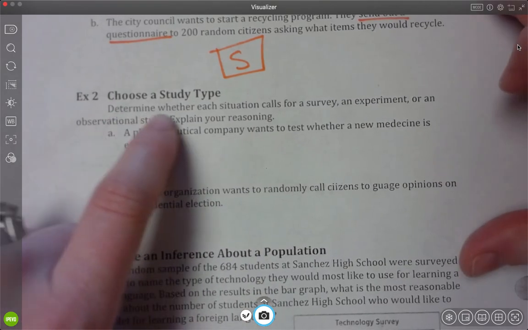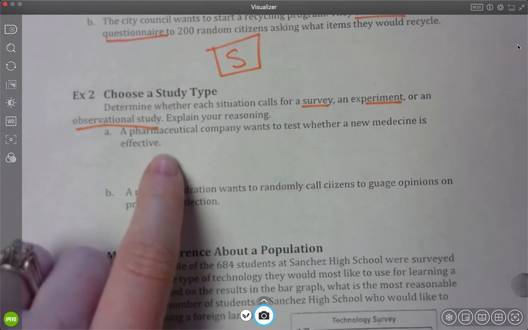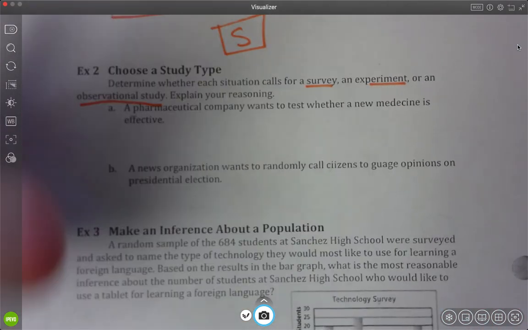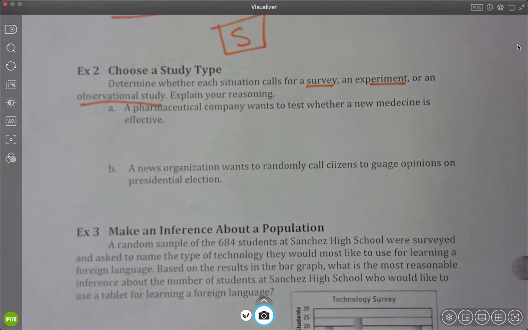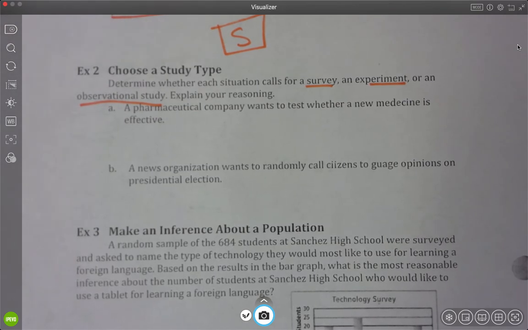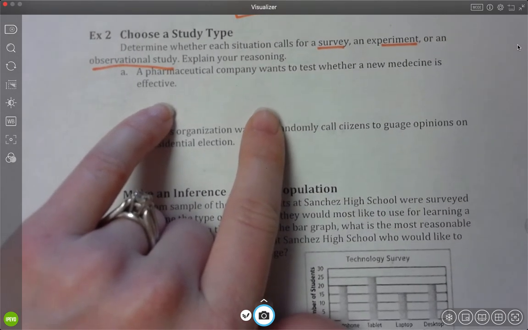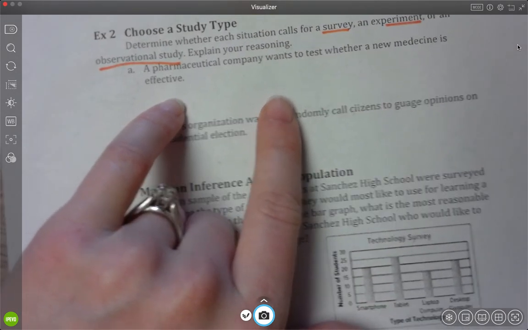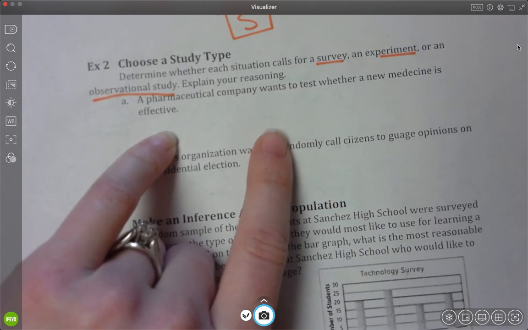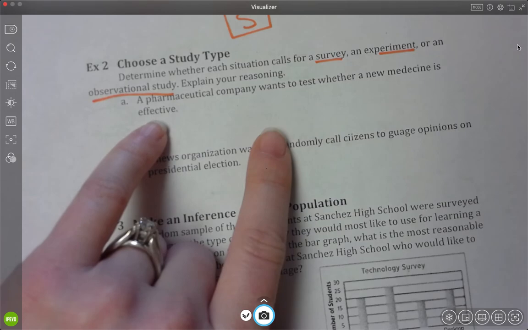Determine whether each situation calls for a survey, experiment, or observational study. Some of these are going to be a gray area. Some of you might think it's a survey, but it's actually an observation, so there are some cases in here where I'll take multiple answers. This one says a pharmaceutical company wants to test whether a new medicine is effective. Now we have to decide what we're going to do in this case. Are we going to do a survey to see if the new medicine is effective? Are we going to do an experiment? Are we going to do an observational study?